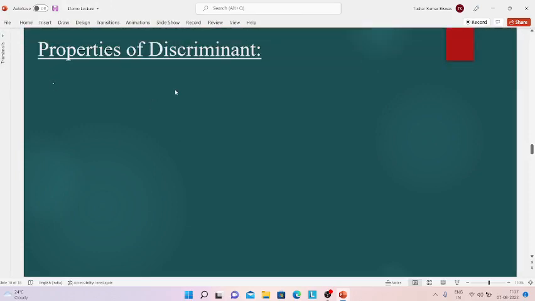So the formula is x equals minus b plus minus root under d by 2a. So if d is greater than or equal to 0, then definitely this root under d will be a real number, right? And this b is also real and this 2a is also real, then definitely we will get x as real, right? Real numbers.